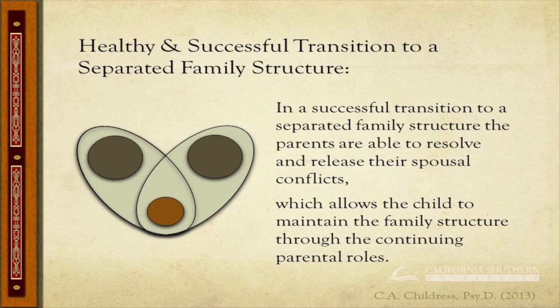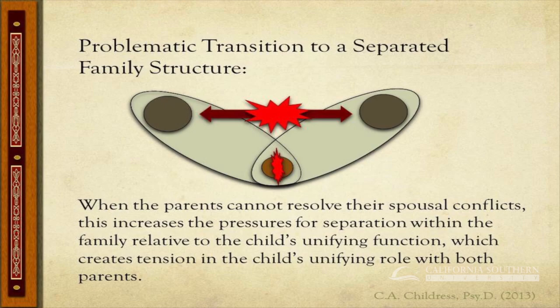Now, in successful transitions, the parents are able to resolve their conflict and animosity and allow the child to serve their unifying function. The parental roles of mother and father remain, even though the spousal roles have ended. In conflicted families, though, when the parents cannot resolve their conflict, that provides a splitting energy, a conflict energy that's dividing the family, while the child is trying to serve their role, uniting the family. So the child can experience that inner conflict, and we wind up with a whole bunch of symptoms in the child.